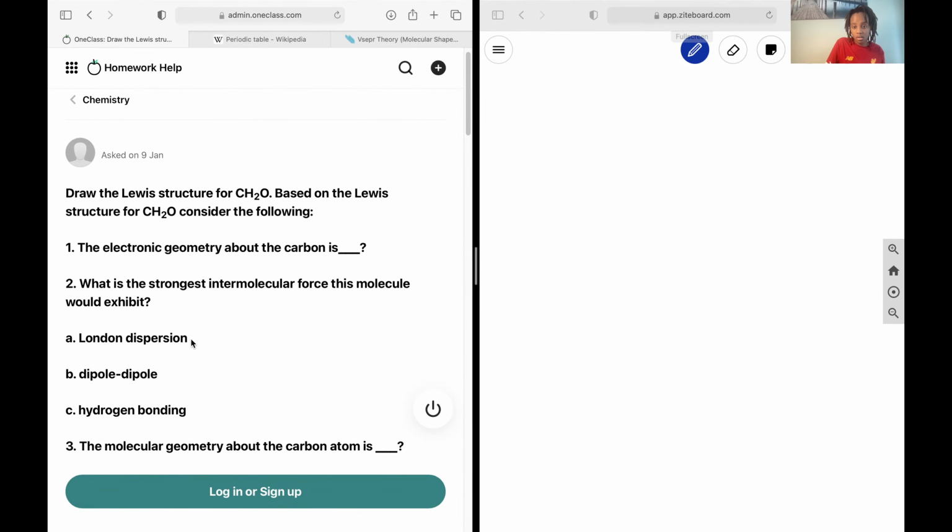Okay, next up, we'd like the Lewis structure for CH2O. Let's count our valence electrons. 4 plus 2 plus 6, 12 electrons to move around. We know carbon will be our central atom. So the hydrogens, let's attach it to it. And then lastly, we have the oxygen.